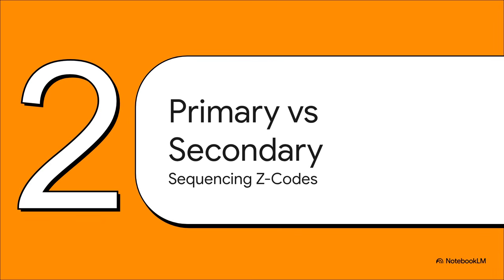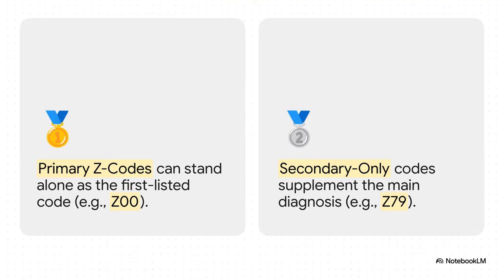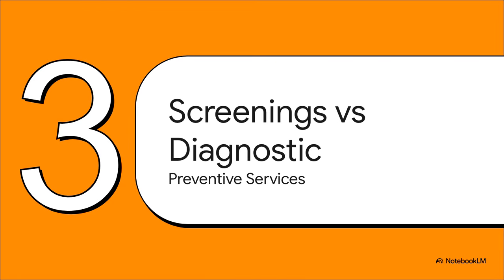Moving right along. Section 2, Primary versus Secondary Z-codes. Now, what's really interesting about this is the stark contrast between codes that can stand alone as a primary diagnosis and those that are restricted strictly to secondary status. Primary Z-codes mean that if a patient comes in solely for, say, a general adult medical exam, you'd use Z00 as your very first listed code. But secondary-only codes, like Z79 for long-term drug therapy or Z99 for machine dependence, they strictly supplement your main diagnosis. They tell a broader clinical story for sure, but they literally can never act as the primary reason for the encounter.